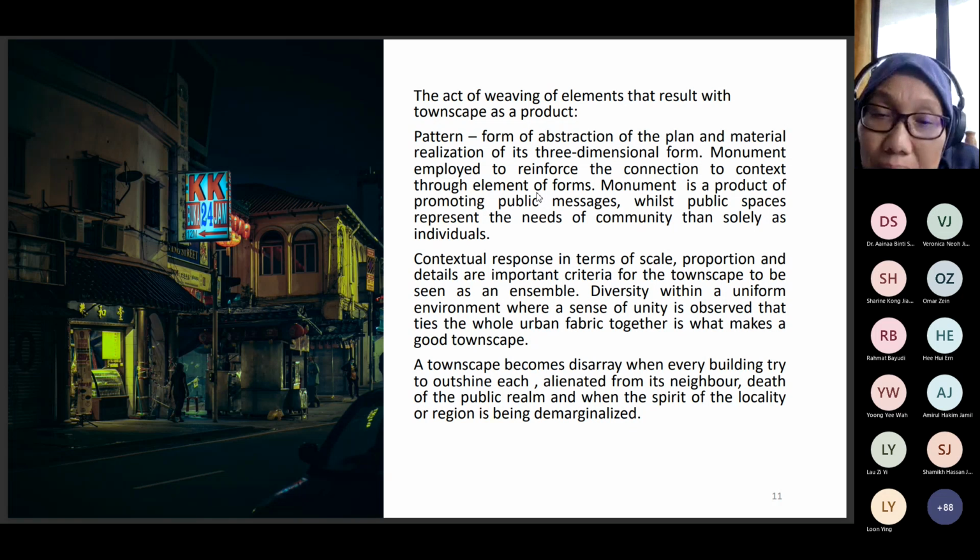And when there is a death of the public realm, and when the spirit of the locality or region is being marginalized by globalization, or by trying to copy templates or places, or the worst thing is when you have a pyramid in Malaysia, or you want to create a Venice somewhere in Malaysia. This is actually marginalizing the locality of the region in terms of local identity.